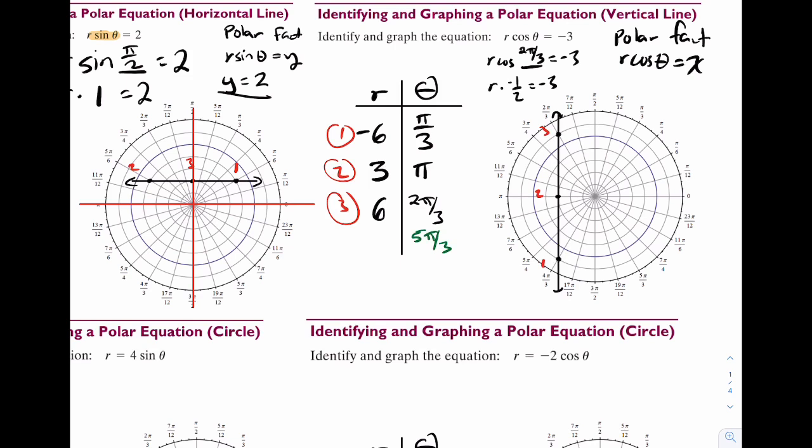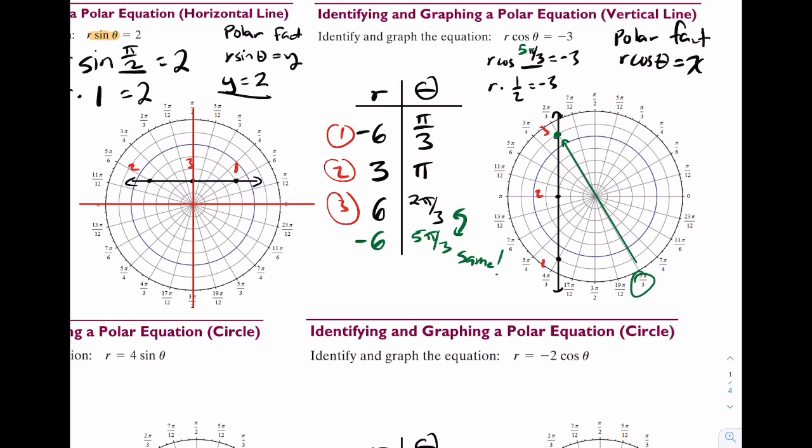If I had picked 5 pi over 3, I'll try that. Cosine of 5 pi over 3 is +1/2. So if I use 5 pi over 3, r would have been -6. But look at the problem. If I had used 5 pi over 3, that's right here, go -6, we actually end up going over here, this point. Which means, look at that, these 2 points, they're the same.